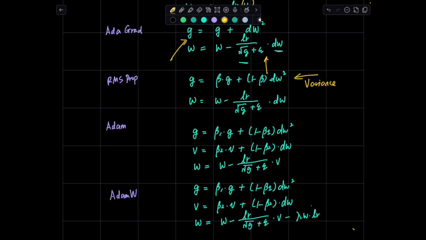So lastly, we'll talk about AdamW. AdamW basically is Adam plus weight decay. So the only difference here, as you can see, is this term. This is an additional weight decay term.